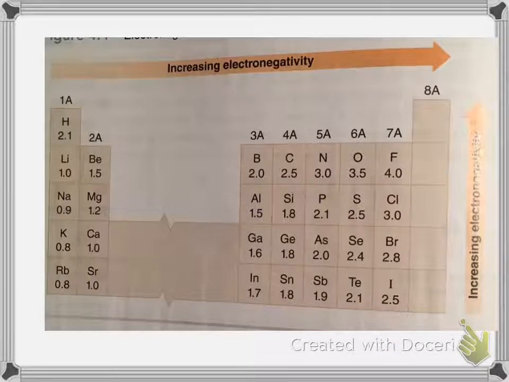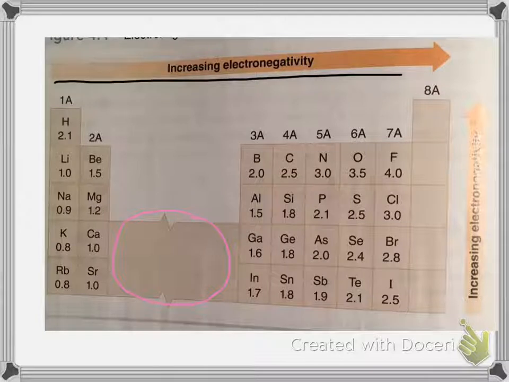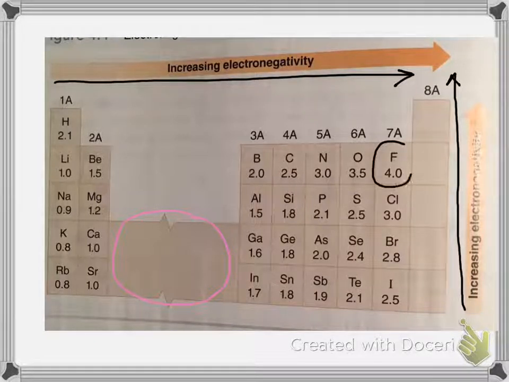It only shows the main group elements. The transition elements here in the middle would have some, but they don't have quite the same trend. So if we're looking, you can see as you go across from left to right, the electronegativity value gets larger. And as we go up the table from the bottom to the top, it also increases, leaving fluorine up here with the highest electronegativity value. And in the opposite corner down at the lower left, rubidium, potassium, these have the lowest.